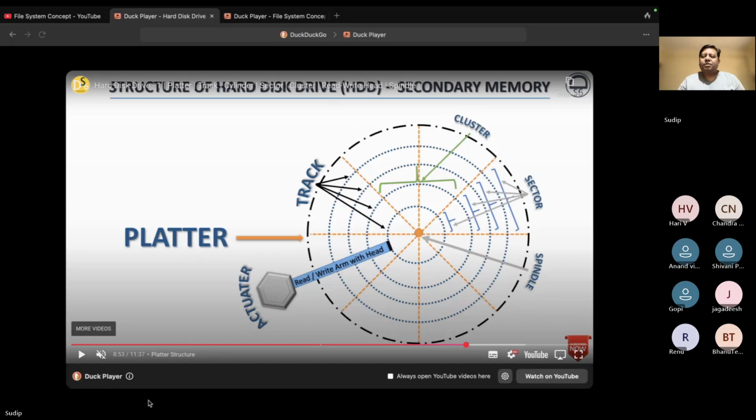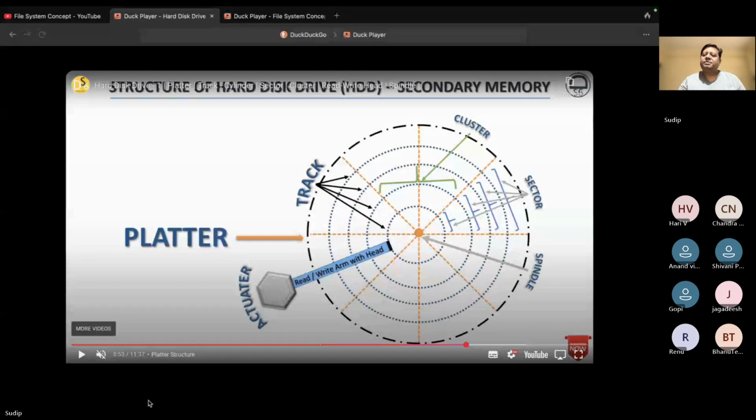Protocols. Which protocol? According to the RPM, sir, data organized. Partially right. Partially right. Any other answers?